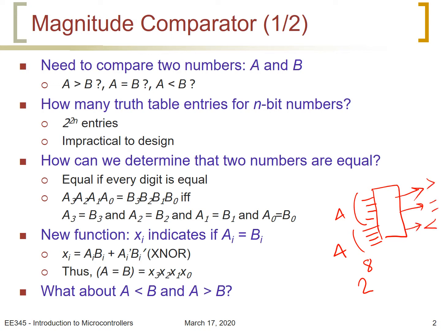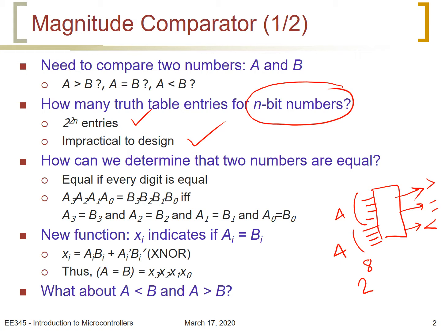On the other hand, if A has n bits and B has n bits, the truth table will have 2 to the power 2n entries, which is really impractical to design. So we try to do it in a different way, which simplifies our life. We come to the following question: how can we determine if two numbers are equal?